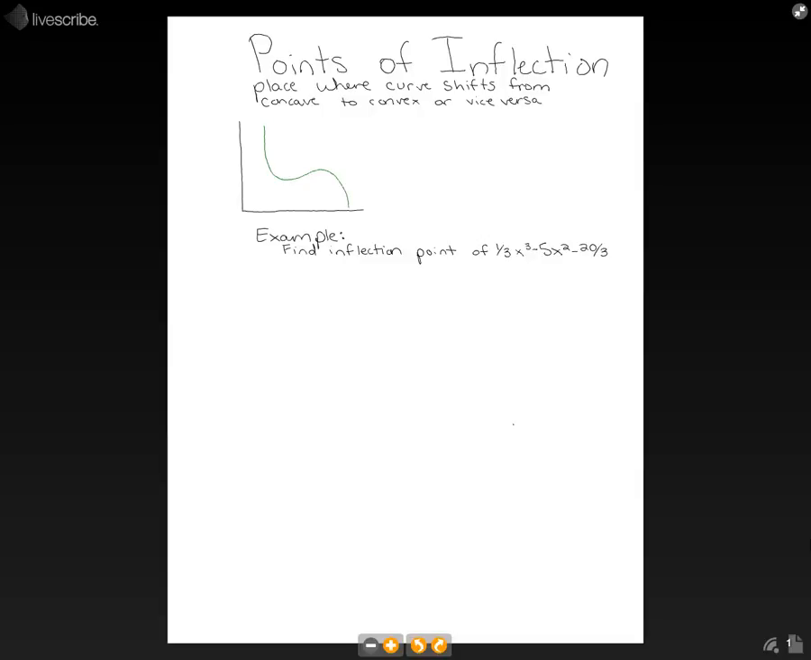You can see up here we have a concave. Down here we have convex. Our point of inflection is somewhere in here, and that's where it changes from one to the other.